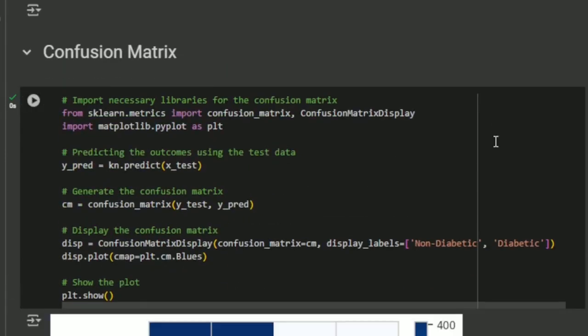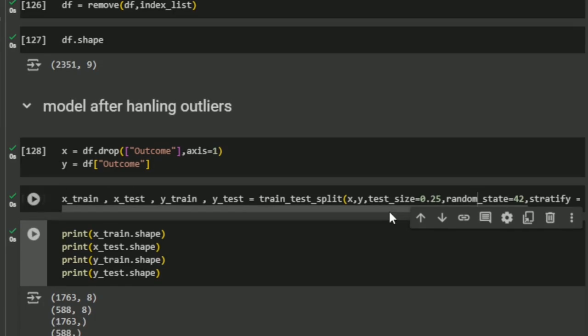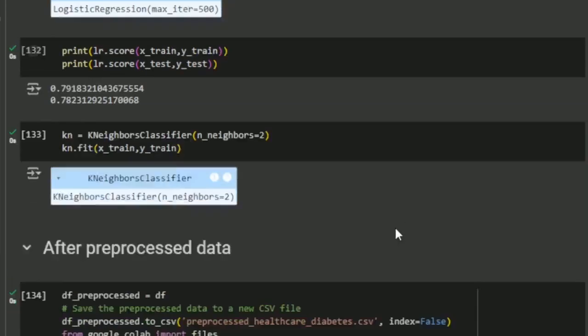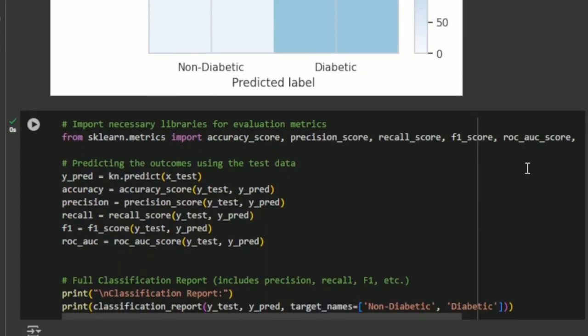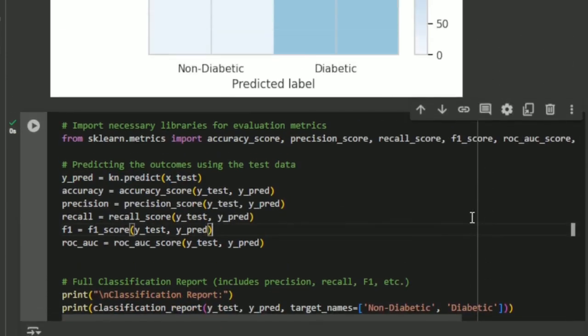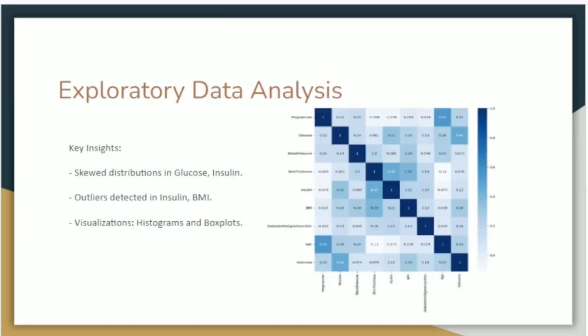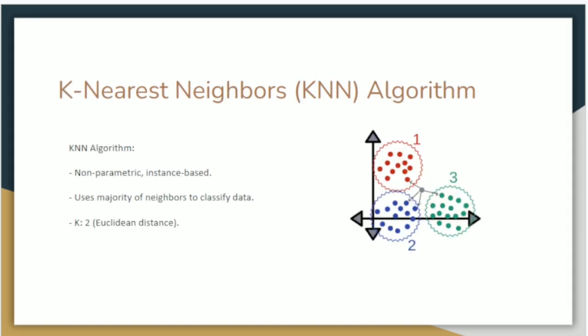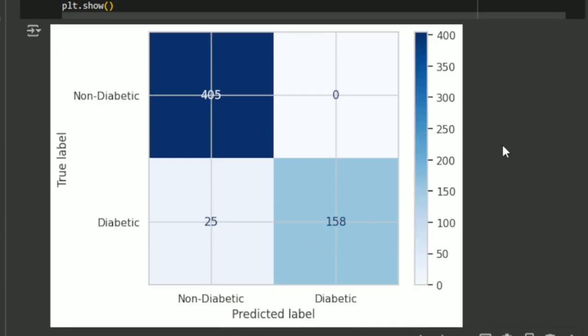Once our data was pre-processed, we implemented the KNN algorithm for classification. KNN works by finding the closest data points to a given sample based on a distance metric, typically Euclidean distance. For our model, we set k equal to 2, as this provided optimal performance during testing. We trained KNN using the pre-processed training data, and during the evaluation on the test set, the model achieved a high accuracy of 95%. The confusion matrix showed a strong performance, correctly identifying both diabetic and non-diabetic cases.